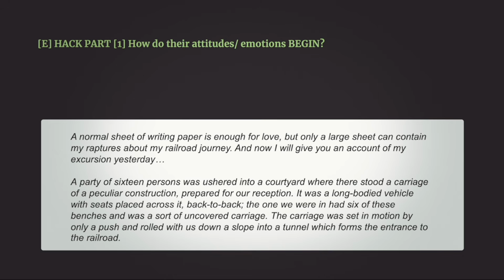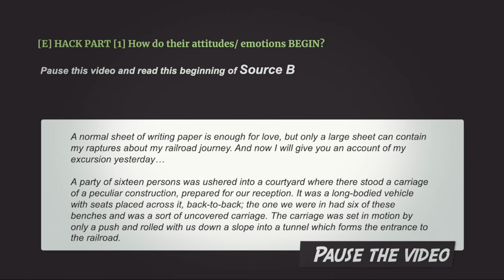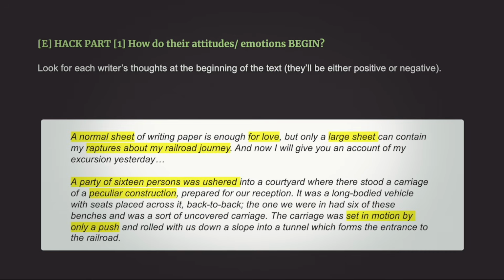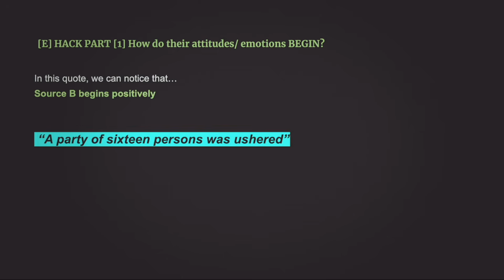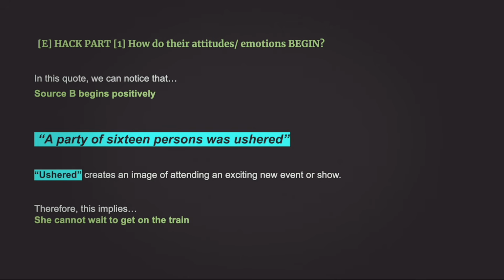Okay, let's look at source B. Pause this video and read through the beginning of source B. The words and phrases that are highlighted here suggest that the train journey was exciting. We'll use this turquoise one. In this quote, we can notice that source B begins positively. "A party of 16 persons was ushered." Ushered creates an image of attending an exciting new event or show. Therefore, this suggests she cannot wait to get on the train.